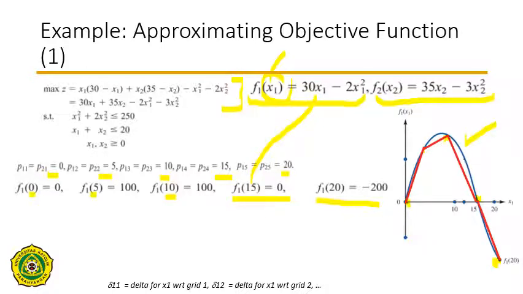So this drawing is not drawn to scale, so you will see that this is not very accurate. This is just an illustration of what we did by computing the f1 of each grid point, and later we are going to take the linear function among those function values.